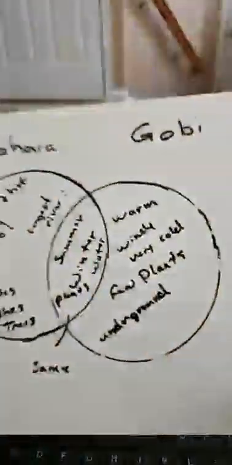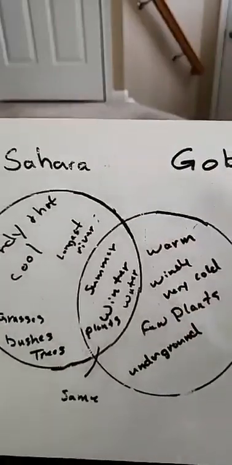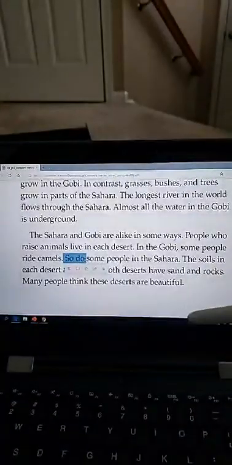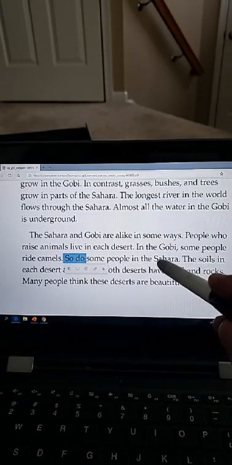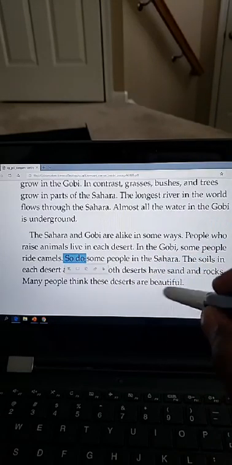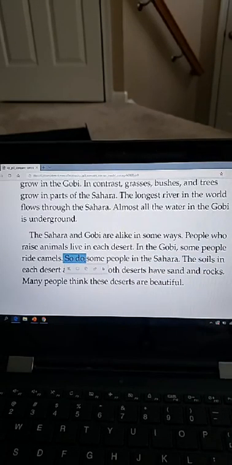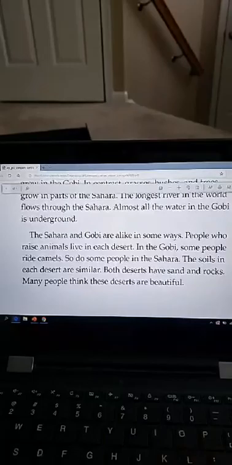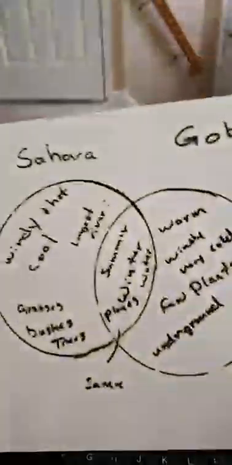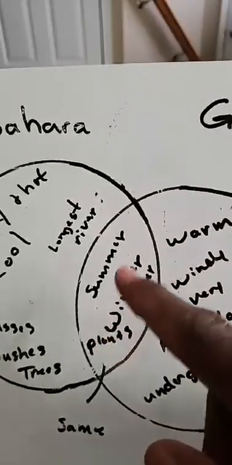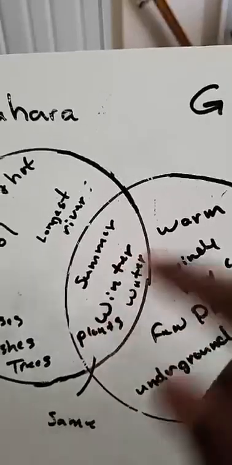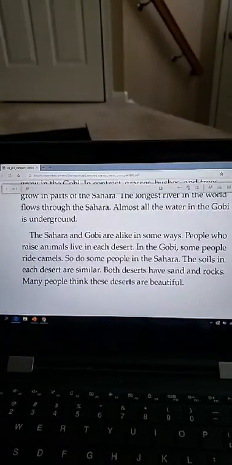So on the Venn diagram, we're comparing the Sahara and the Gobi. In the middle part, which we compare, we would write ride camels, because we know that they ride camels in the Gobi, and so do some people in the Sahara. The soil in each desert is similar. So in the middle part of the Venn diagram, we will write the word soil, because we know the soil in the Sahara and the Gobi is similar. So we would put soil here. I know I'm going a little fast trying to finish up this particular text.